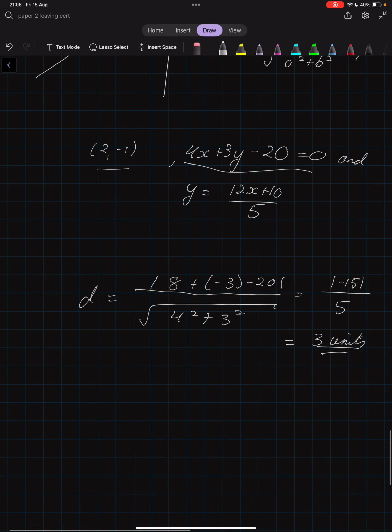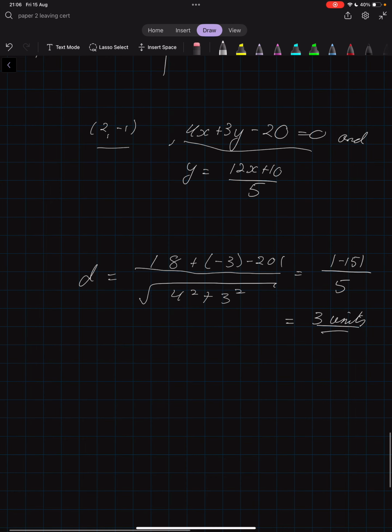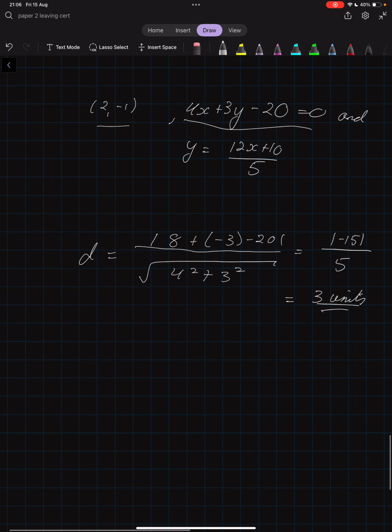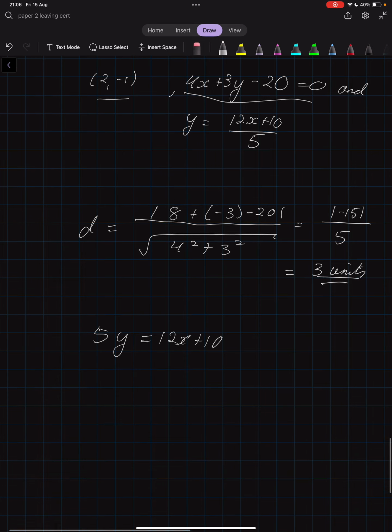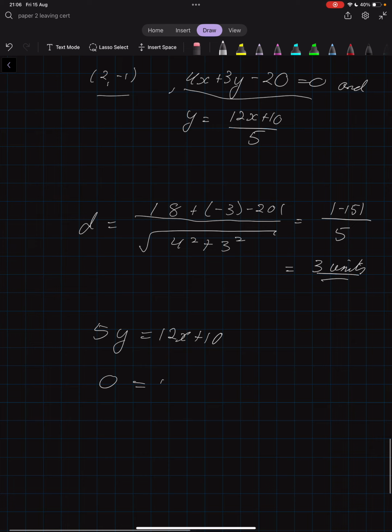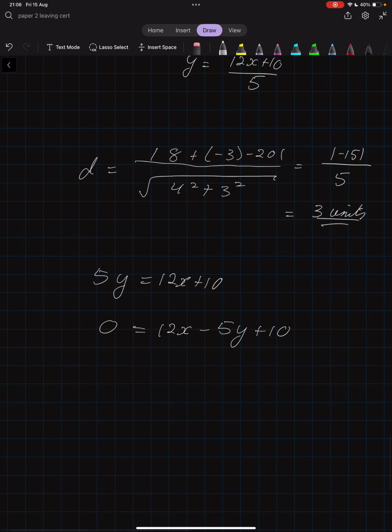For the second one, I need to rewrite it. So 5y is going to be 12x plus 10. But remember, I need it to equal 0. So I need it to be 0 equals 12x minus 5y plus 10. So now this is our new a, this is our new b, and this is our c.